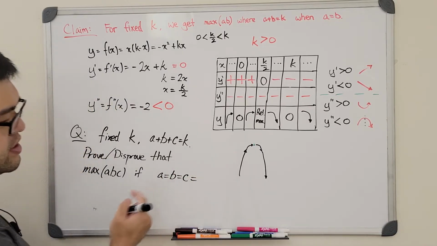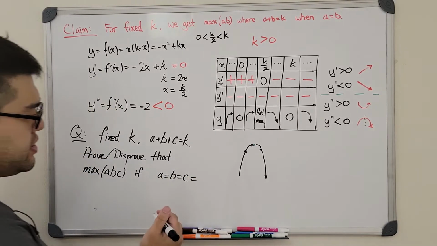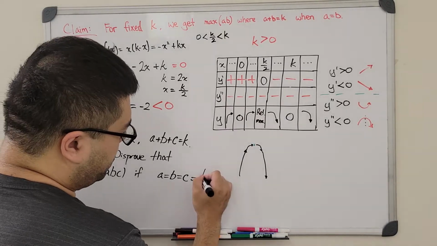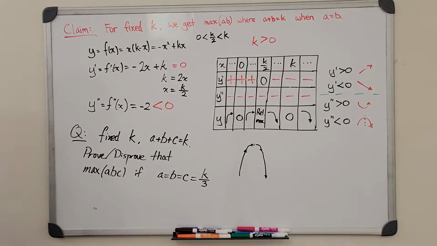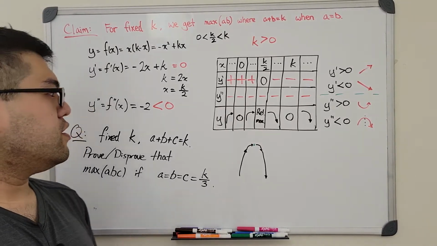So in this case, since these three are the same, I'll just give you another step right here, which means that they will each be 1/3 of the sum, k over 3. Good. So notice that this problem that I give you guys is actually one direction, not both directions. This is not biconditional. So you just need to show whether this is true, or if it is not true, please give a counterexample to show why it is not true. That's it. Pretty cool, huh?